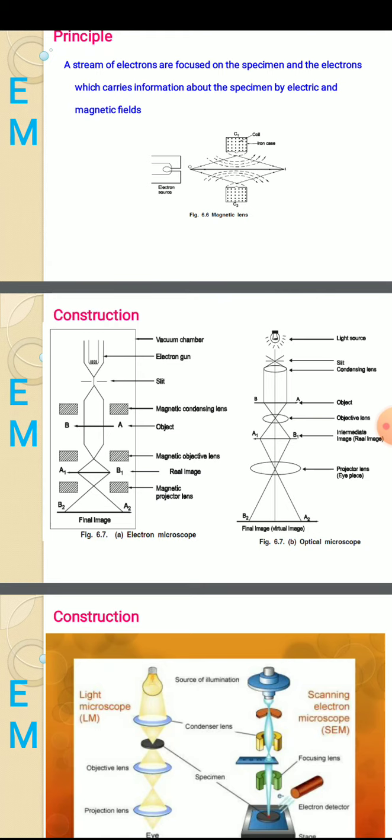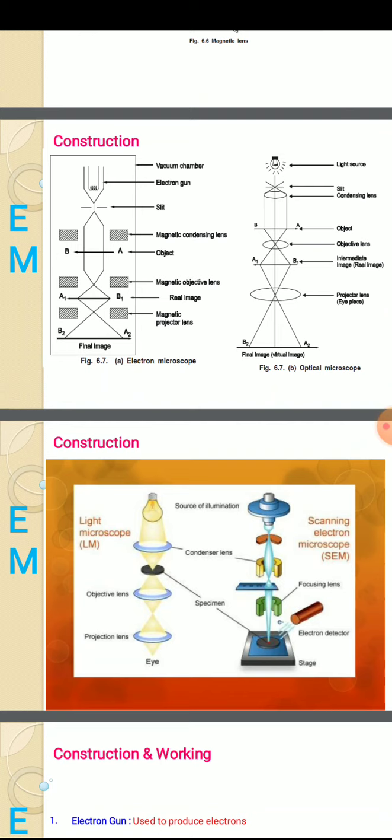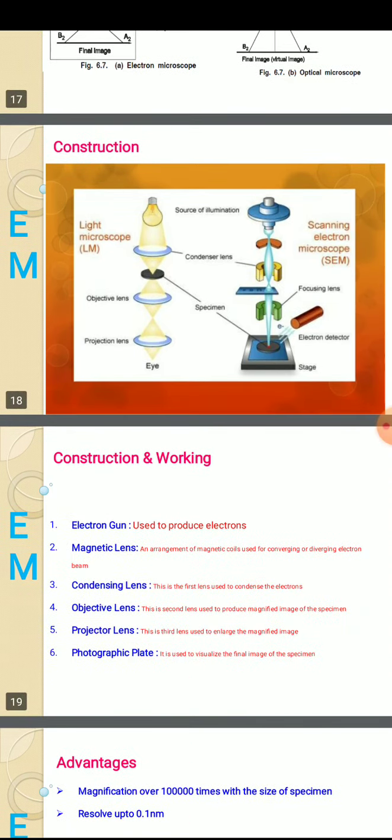The whole setup is placed in a vacuum chamber. This is the image of the electron microscope. This is the construction and working. As I already told you, these are all the main parts of the electron microscope: the six major parts are electron gun, magnetic lens, condensing lens, objective lens, projector lens and photographic plate.